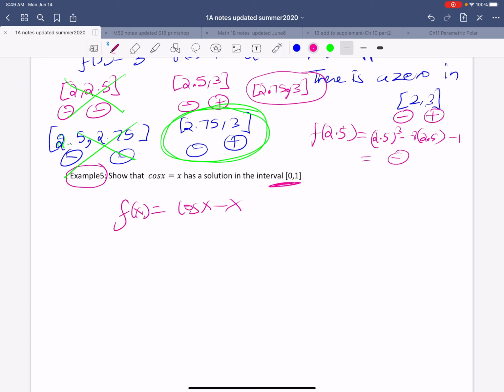And I'm trying to say that it does have a solution in the interval. Cosine x is always continuous, x is always continuous, so their difference will be always continuous. F of x is always continuous because the individual functions are always continuous. So f of x is always continuous.